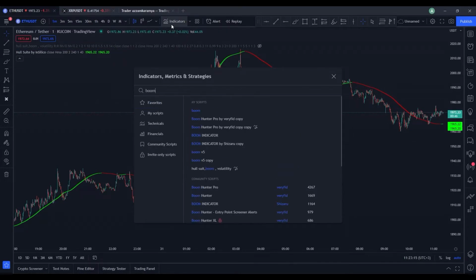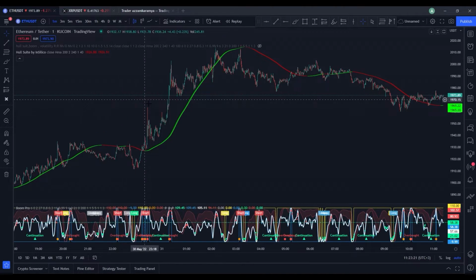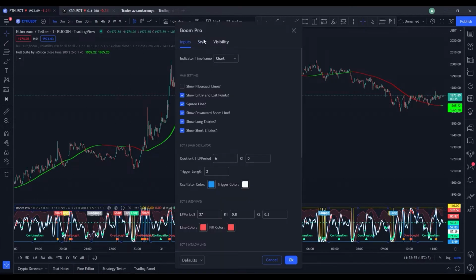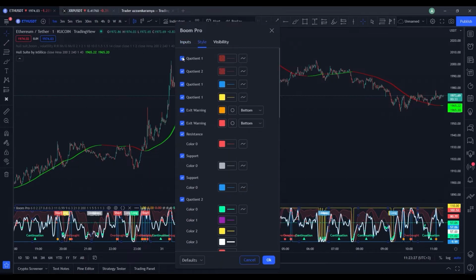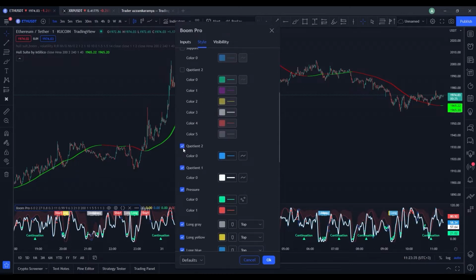The second one is Boom Hunter Pro. We need to change some settings. We have to hide all these options except for Quotient 2 and Quotient 1.